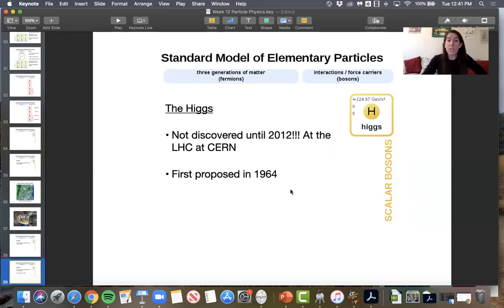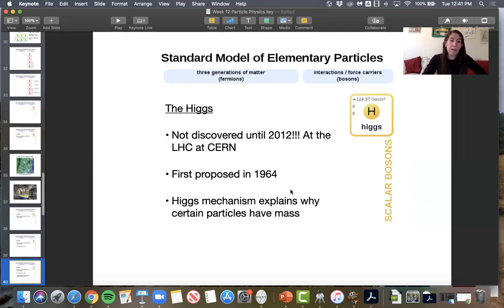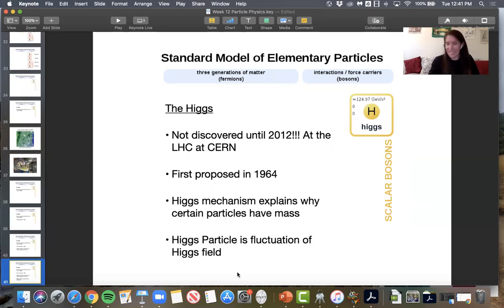I'll mention it was first proposed in 1964, and something known as the Higgs mechanism explains why certain particles have mass. A lot of people will misquote this, saying the Higgs causes particles to have mass. That's not the right way to think about it. Instead, there's something known as the Higgs mechanism, and there's a Higgs field, and fluctuations of the Higgs field are known as the Higgs boson. So indeed, the Higgs particle is really a quantum fluctuation of this Higgs field.